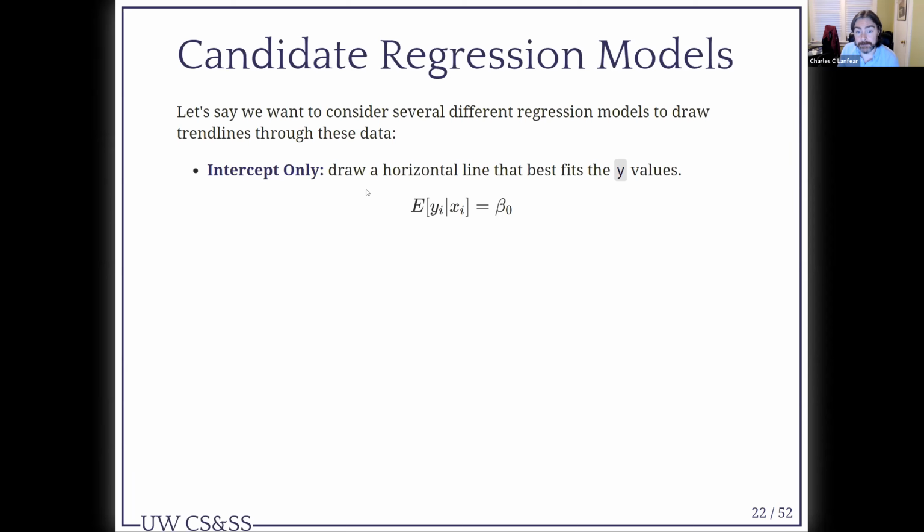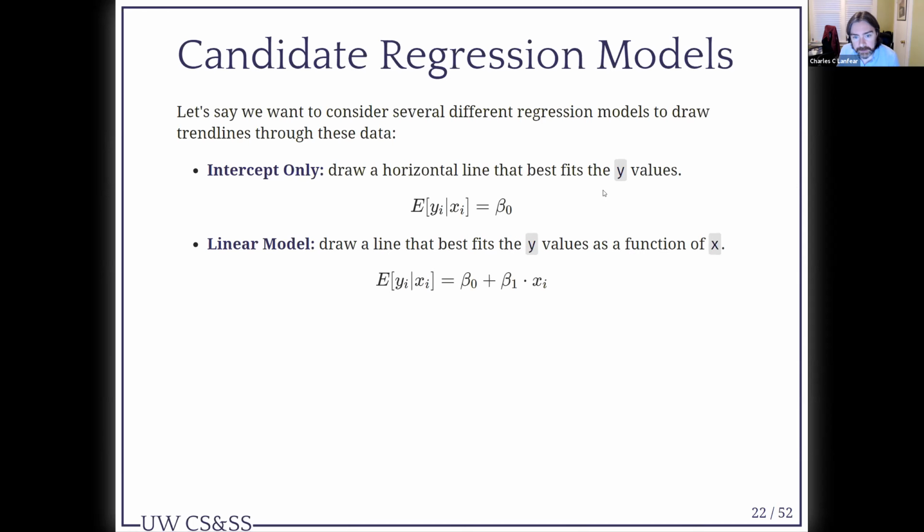So the parameter we're going to get from this is an intercept. This is just to draw a horizontal line. Intercept-only model is just a flat line. The next model is a standard linear model. This says we're going to draw a line that best fits the values of y as some straight line function of x. This is a y equals mx plus b style slope line formula. So we're going to say the expected value of y given x is equal to some y-intercept plus, or some constant plus some value times x. This is going to give us a slope to our line on x.